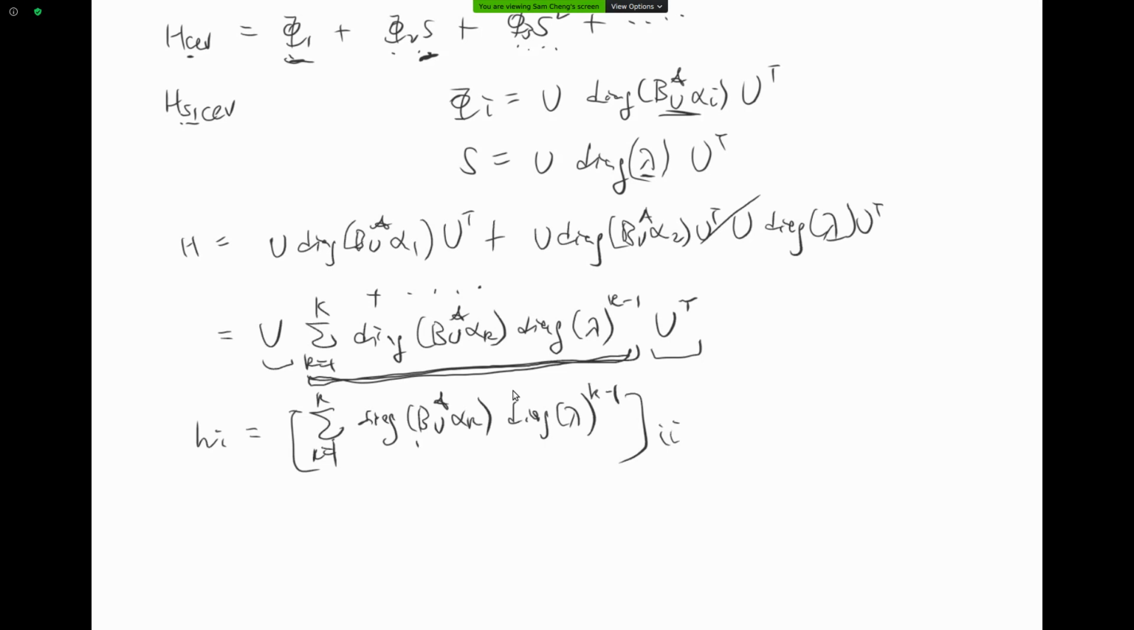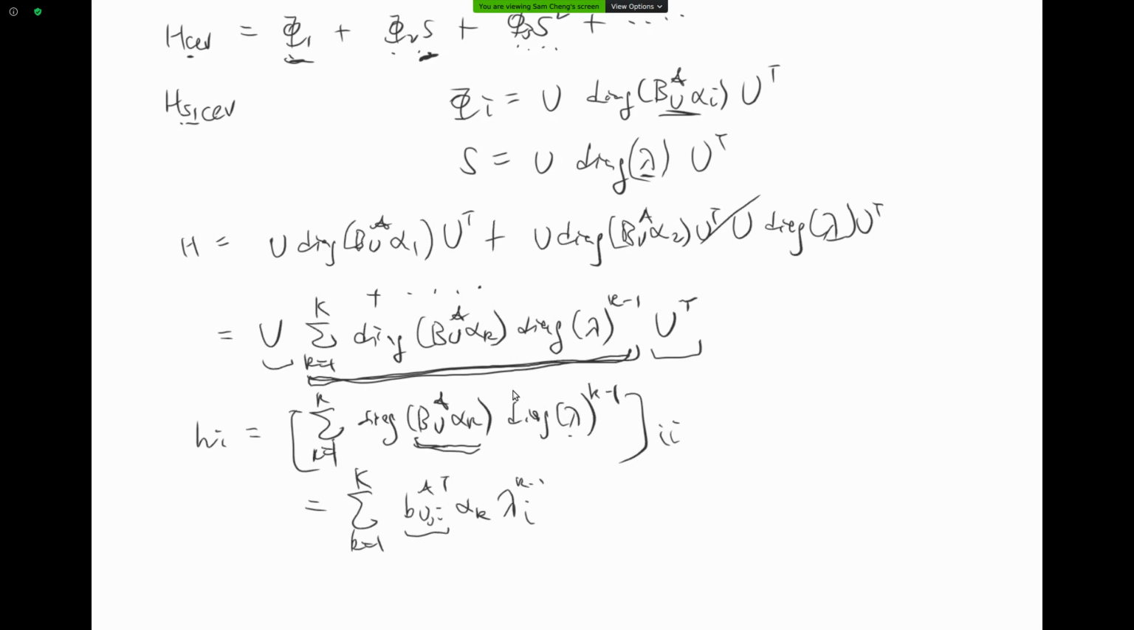Again, for this one here, previously we know we can simplify this: the i-th element of this diagonal will be just equal to B U A_i transpose. This corresponds to the i-th row of this matrix multiplied by alpha_k, and multiplied by lambda to the k minus 1. Wait a sec, I should have the i-th element. I'm looking at the i element, so this is lambda_i to the k minus 1, and that's it.